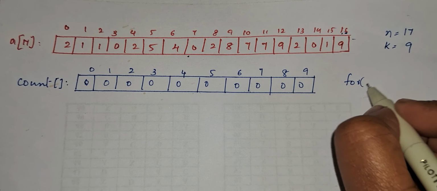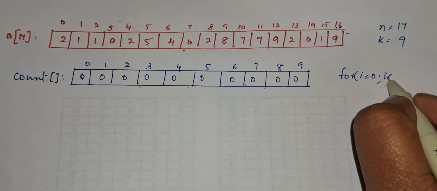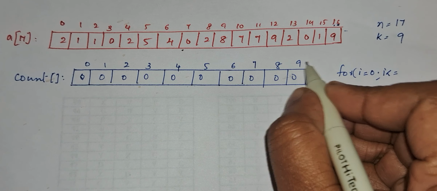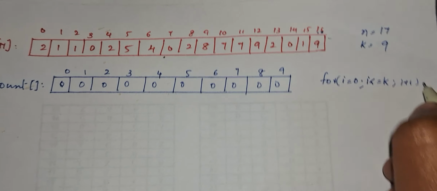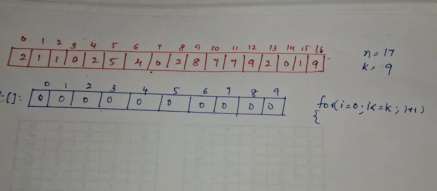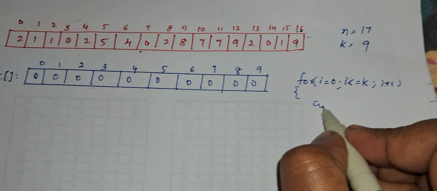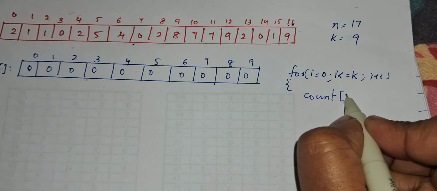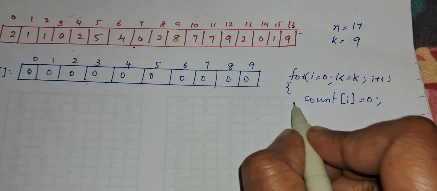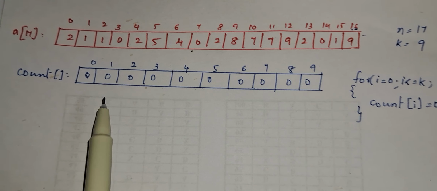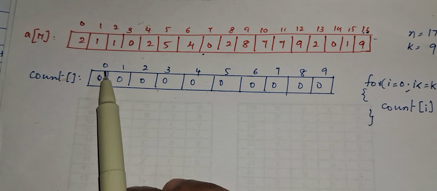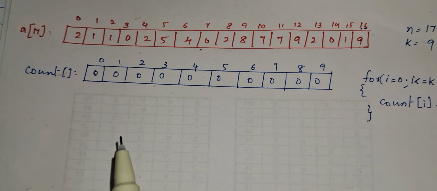So how to write the code? For i equal to 0, i less than or equal to k, i plus plus, count of i equal to 0. So we are initializing the count array elements with the value 0. Next we are going to count how many times each and every element in this array is repeating.